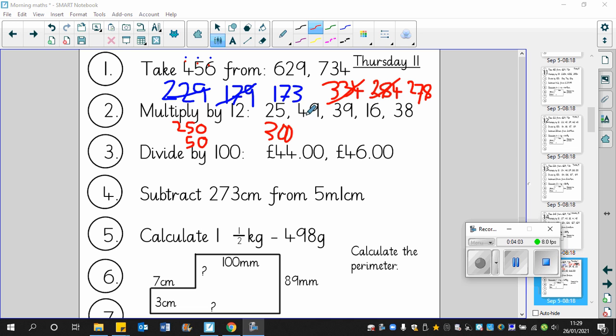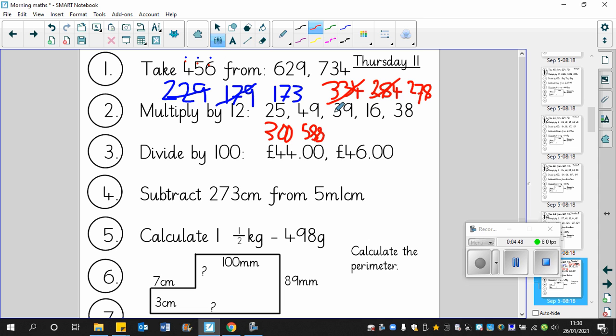Okay, and 49 multiplied by 12. So remember what we do is we multiply by 10 first. So we've got 490, and then well, 2 lots of 49, well, think about it, 2 lots of 50 is 100, so therefore 2 lots of 49 is 100, take away 2, so that's 98. So we've got a 98 just here. So add those together, 490 plus 98 is 588. So the answer to this one, 588.